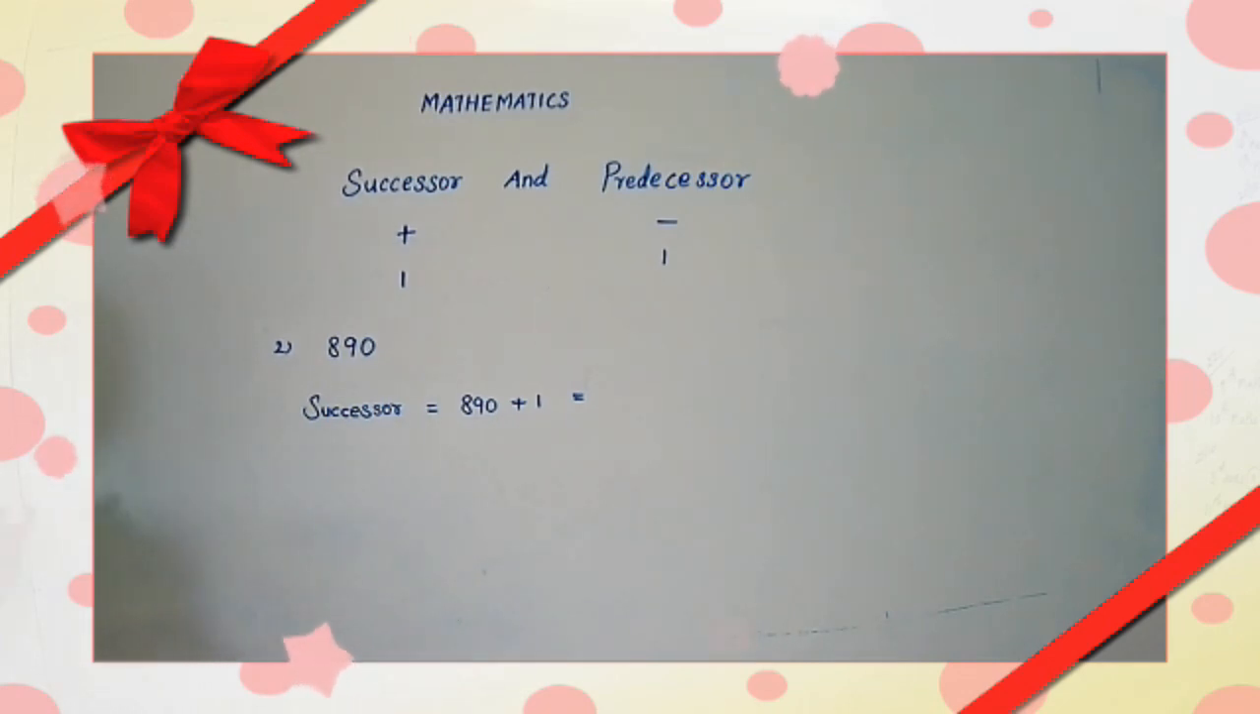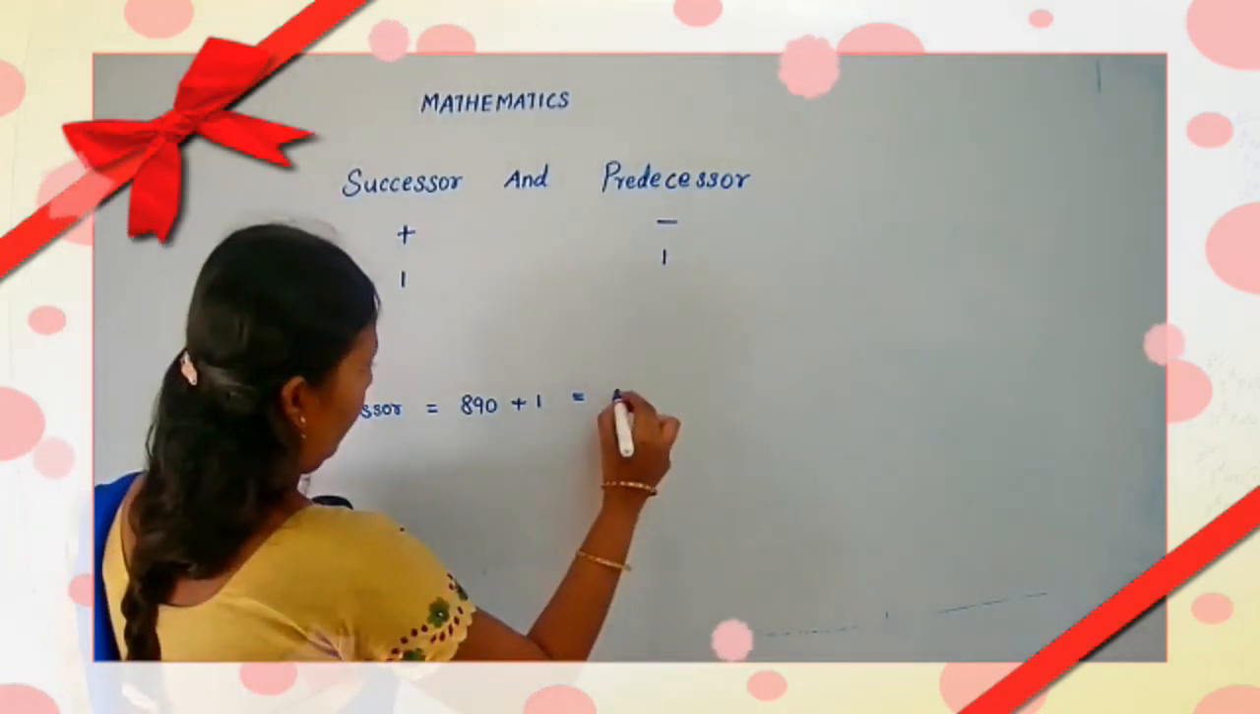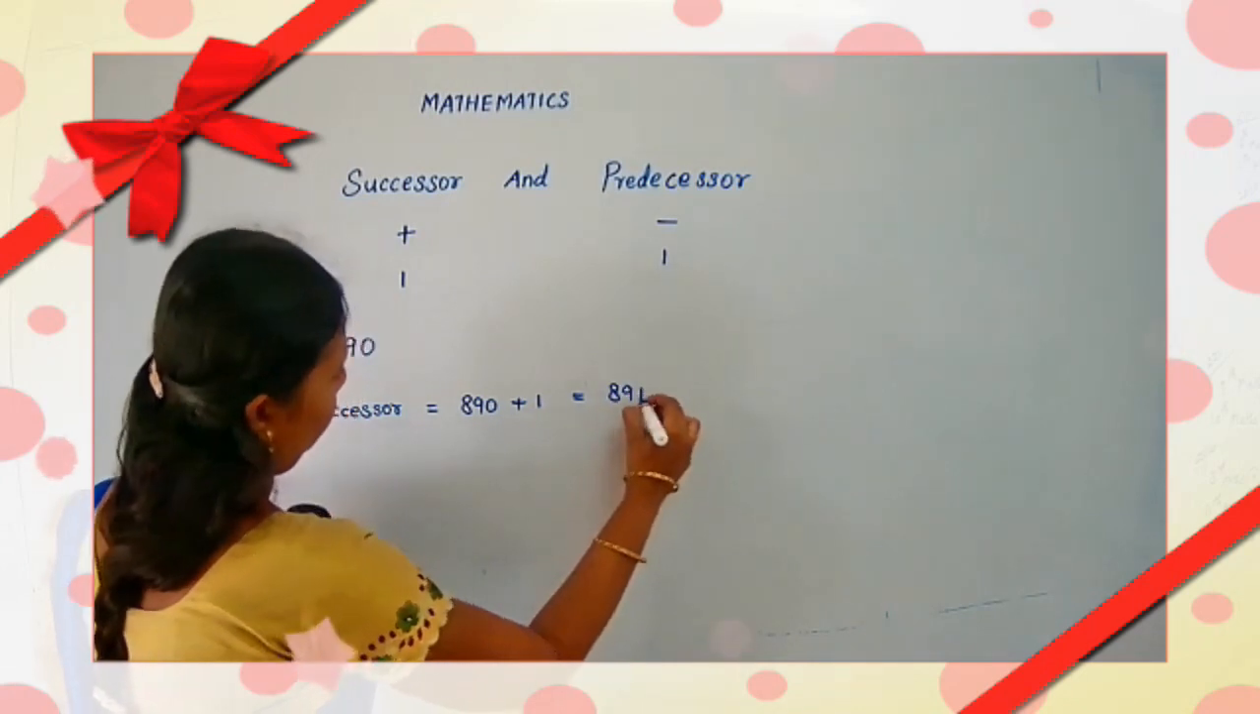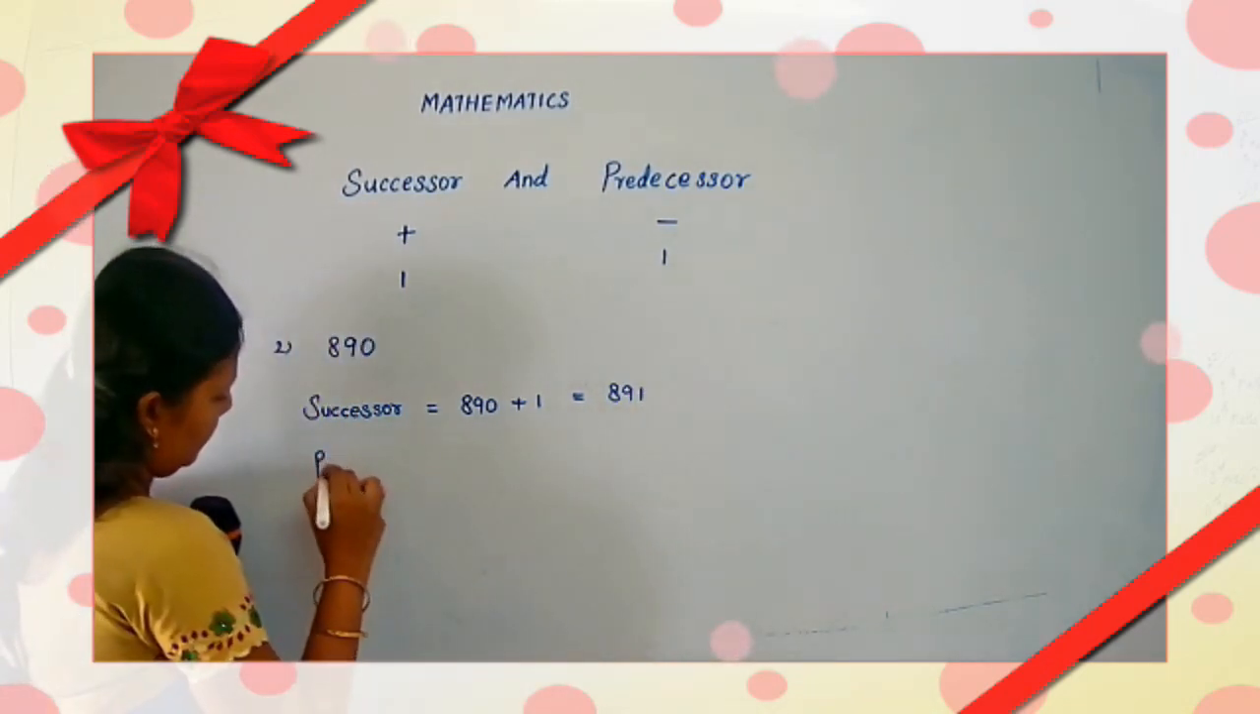Now successor means 890 plus 1. What will come? 891. Then predecessor.